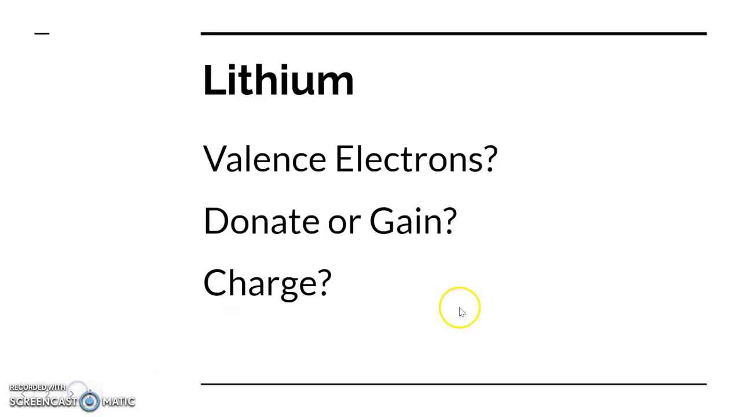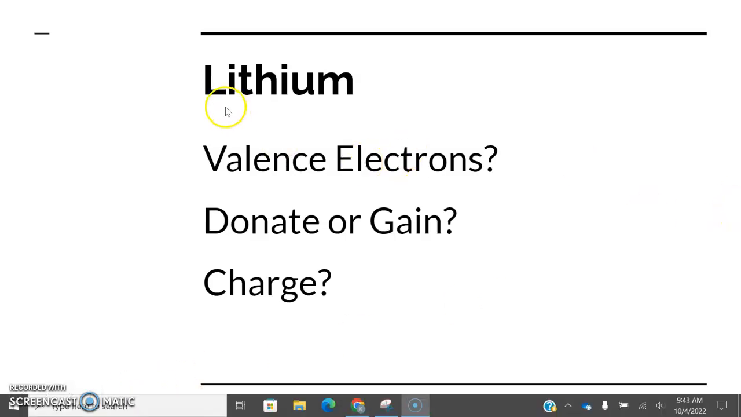So I have a few examples here. And for each of these elements, we're going to find the valence electrons, determine whether it's going to donate or gain those electrons, and then determine the charge. So I'm going to do all of that at once and then write it on the screen because this annotation feature is not the best. So we will go from there. Alright, so the first one we're going to do here is going to be lithium.